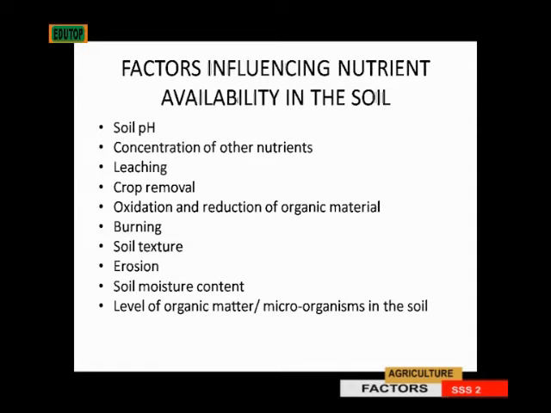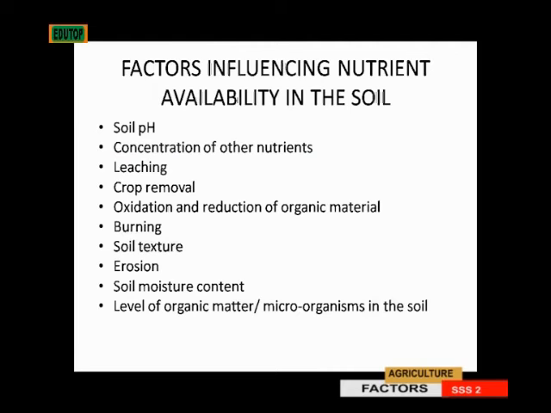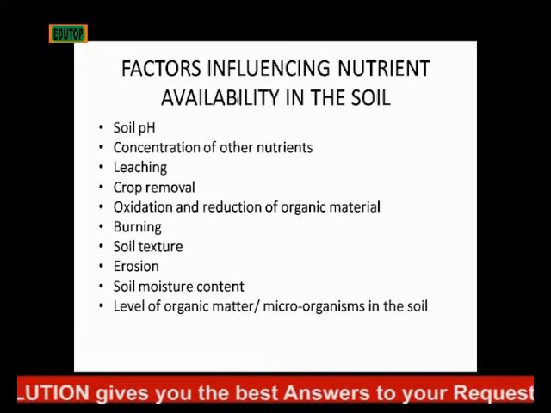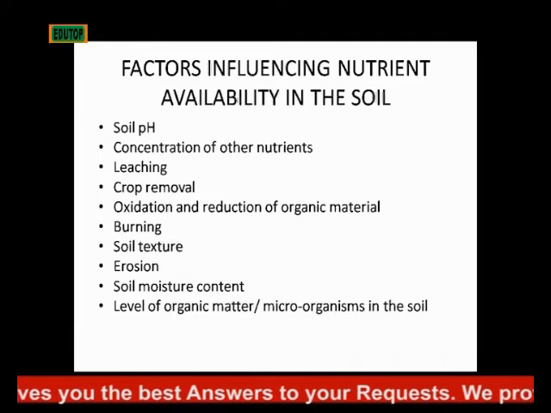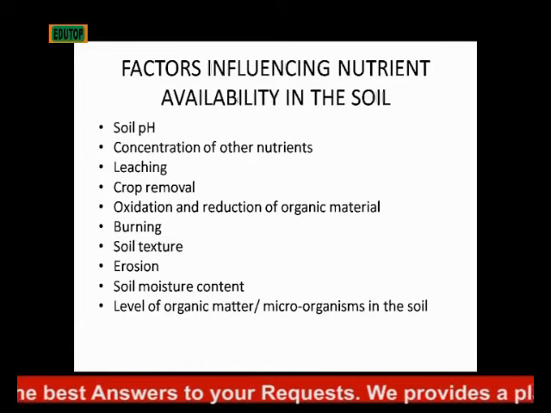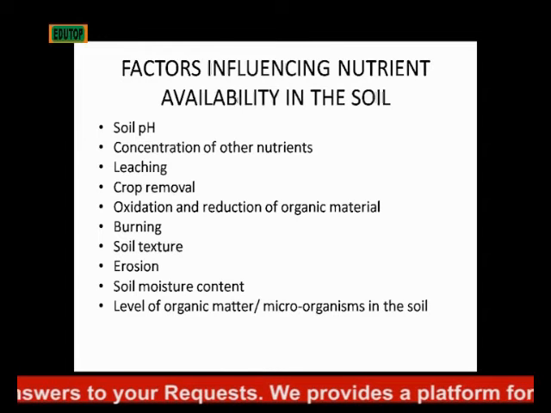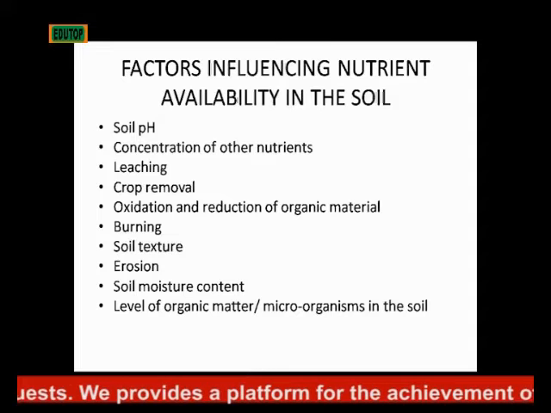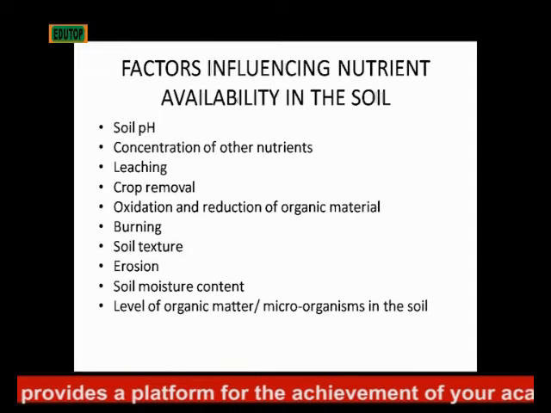Now we move on to talk about the factors that influence nutrient availability in the soil. What factors are responsible for the presence of nutrients in the soil? First, soil pH, concentration of other nutrients. I'll be explaining them later. Leaching, crop removal, oxidation and reduction of organic material, burning, soil texture, erosion, soil moisture content, and level of organic matter or microorganisms in the soil.